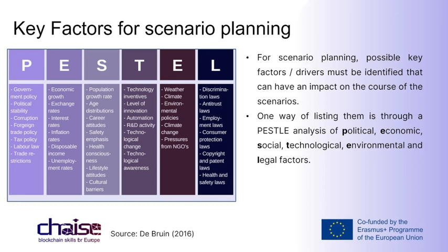Social factors. This dimension of the general environment represents the demographic characteristics, norms, customs, and values of the population within which the organization operates. This includes population trends such as the population growth rate, age distribution, income distribution, career attitudes, safety emphasis, health consciousness, lifestyle attitudes, and cultural barriers. These factors are especially important for marketers when targeting certain customers. In addition, it also says something about the local workforce and its willingness to work under certain conditions.